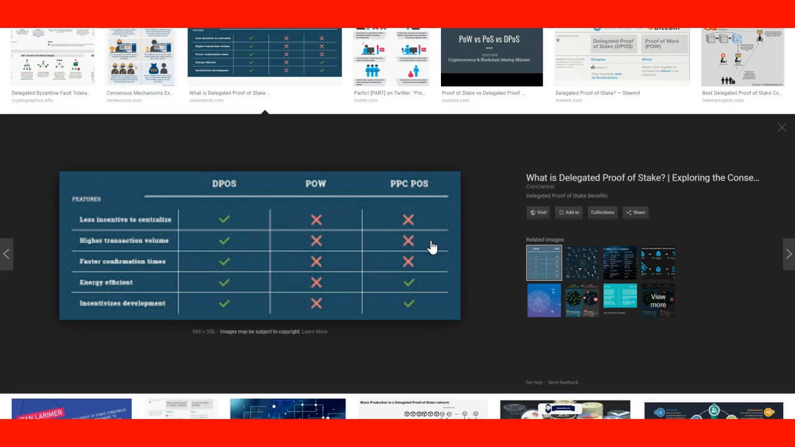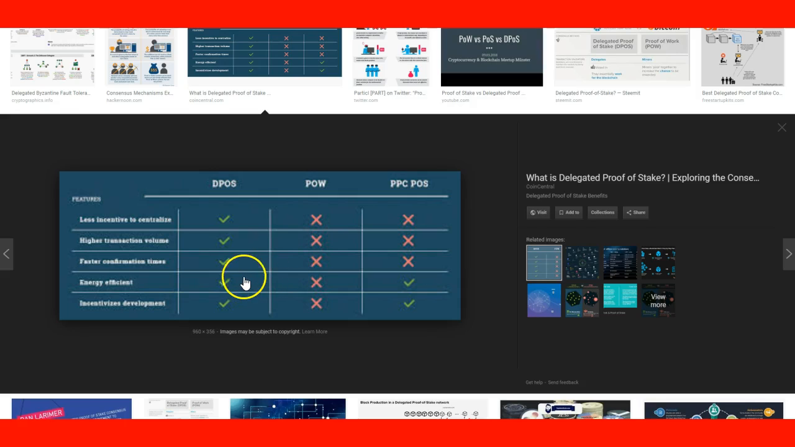Like I said, I'm not an expert on that. Maybe it's something I could do more research on. Faster confirmation times: check mark for delegated proof of stake, X for proof of work, and X for proof of stake. And definitely proof of work has a longer time to confirm because it's so many computers and graphics cards trying to get the consensus saying, hey, this is correct, so let it go through. This is correct. I verify that this is correct, versus delegated proof of stake.